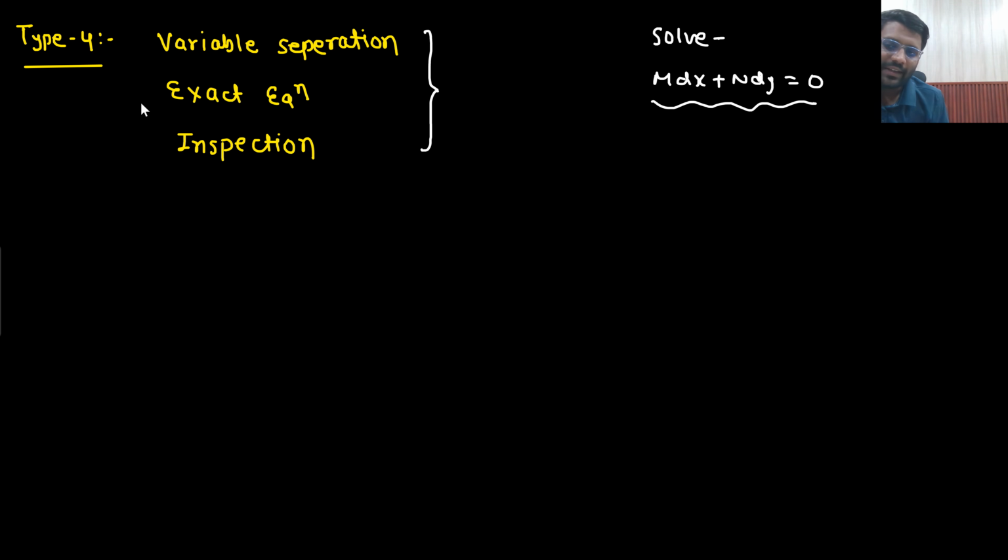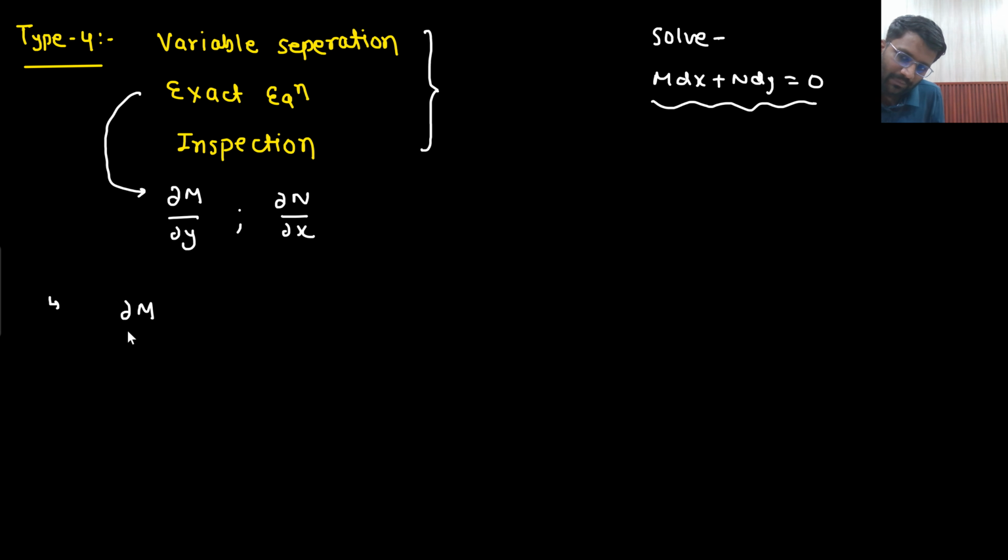So when you were checking the exact equation, what was your equation? The equation was M dx plus N dy equals 0. When checking whether it is exact or not, I would have calculated the partial differentiation of M with respect to y, and also the partial differentiation of N with respect to x. This is our type 4; three types we have already studied. Since the equation came out to be non-exact, I will do one thing.